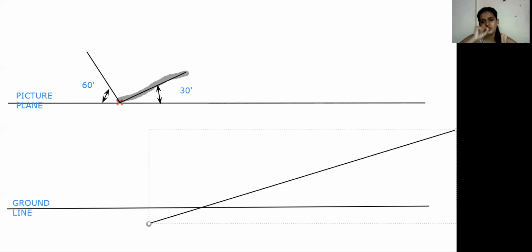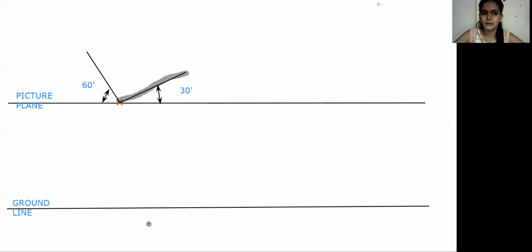Then first of all, draw the parallel lines to that. If you need to change the location, change it. If you don't, then continue with the plan. So here I'm going to draw the parallel line to this 30 degree line.